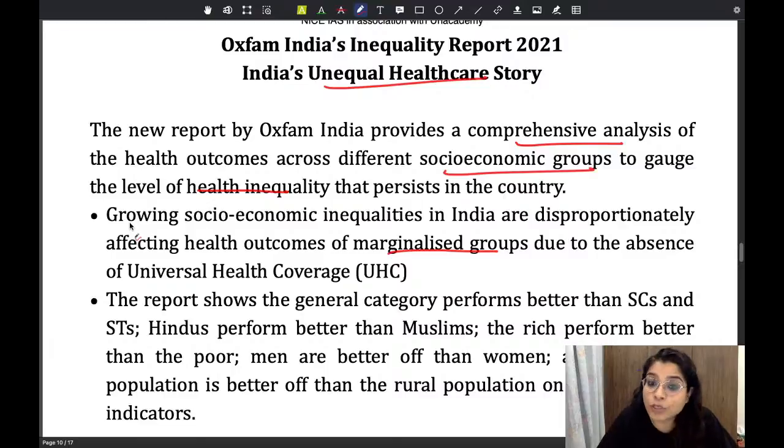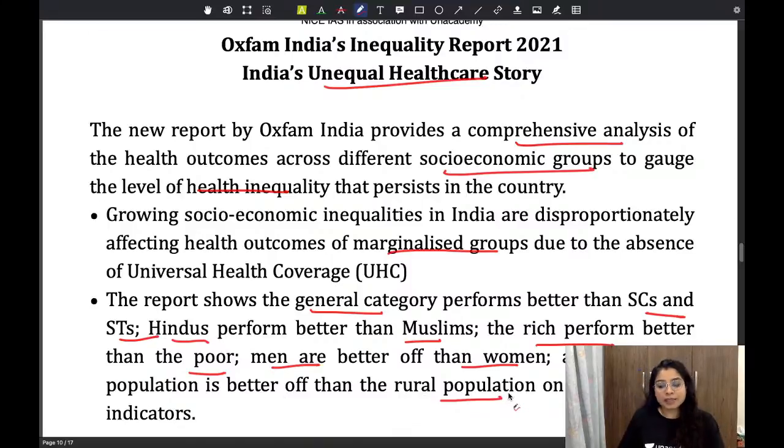But what was the outcome of the report? The report stated that general category performs better than SC and ST, Hindus perform better than Muslims, the rich perform better than poor, men perform better than women, urban population is better off than rural population. Right? Now, sometimes you will feel that this is so common. We all know that general performs better than SC, Hindus perform better than Muslims. So what is different?